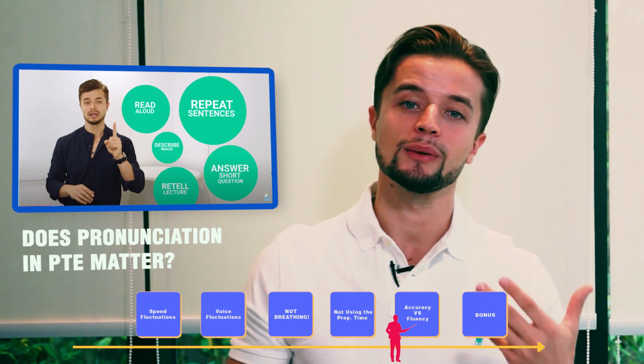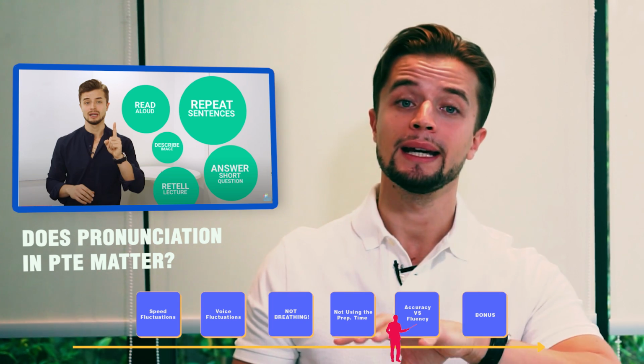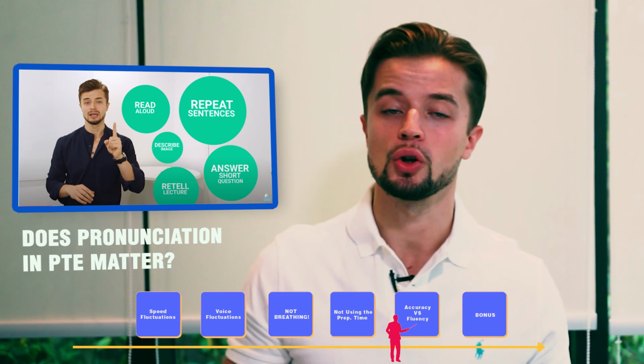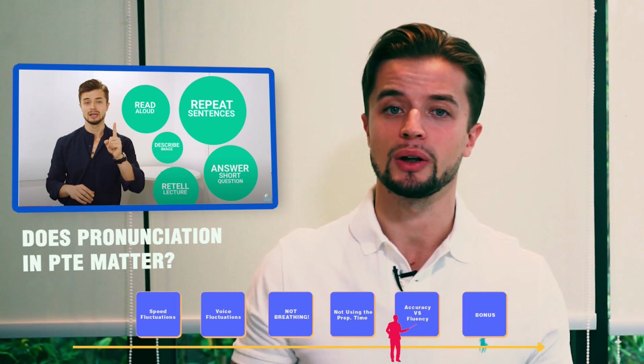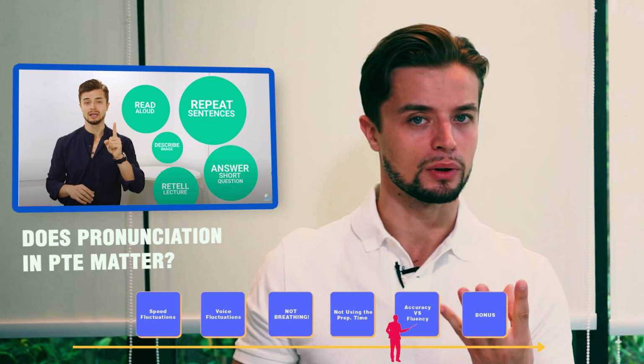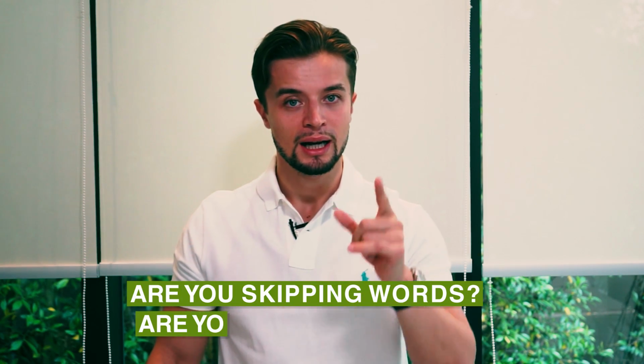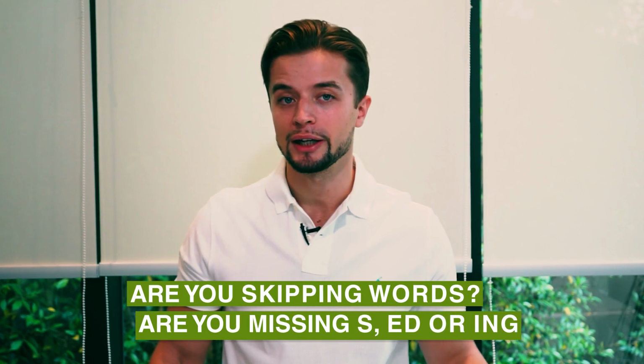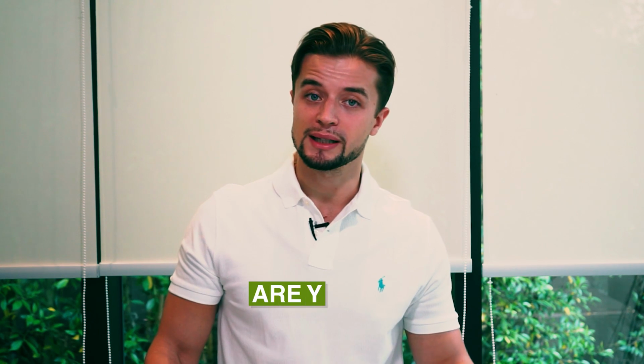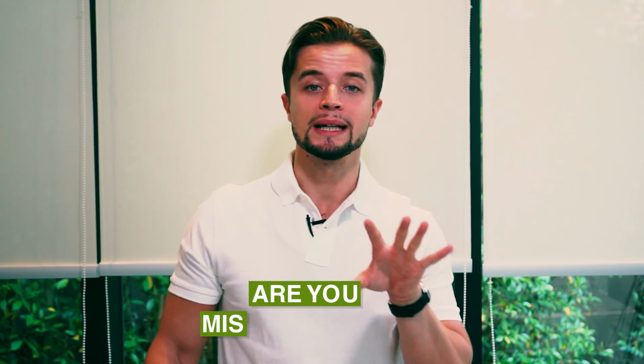We talked about how the system marks your content in Read Aloud and how the marks go to your reading. So that's going to affect your accuracy, how clearly you say the words. Are you skipping words? Are you missing S or ED or ING and things like that? Are you mispronouncing them? The second component is fluency, you reading continuously and smoothly and non-stop.